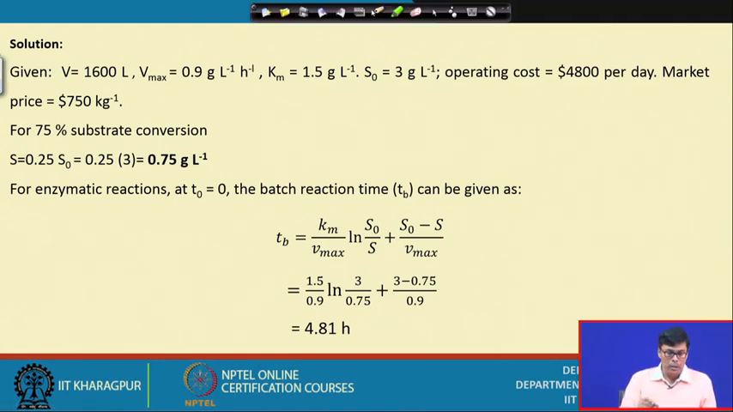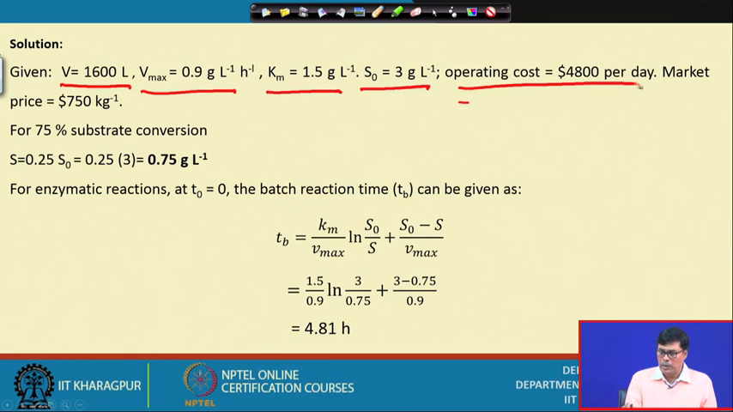As I pointed out, whenever you solve any kind of problem, first you have to jot down what data are given. The volume is 1600 liters. The Vmax value is given, Km value, S0 value, operating cost is given, and market price of the product is given. Now 75% substrate conversion is there.